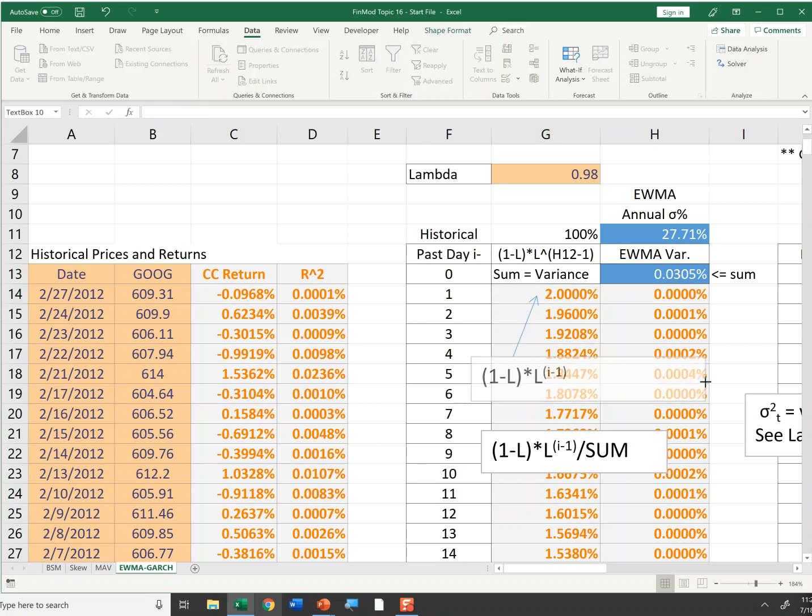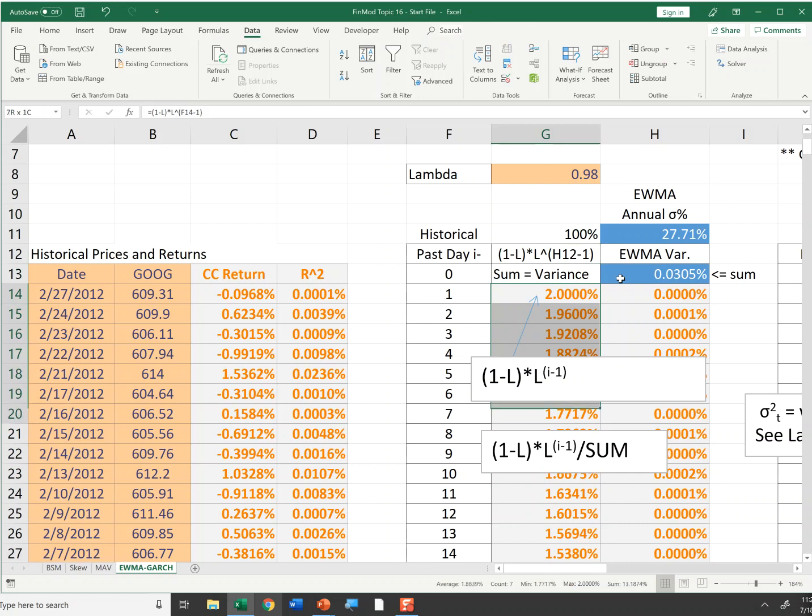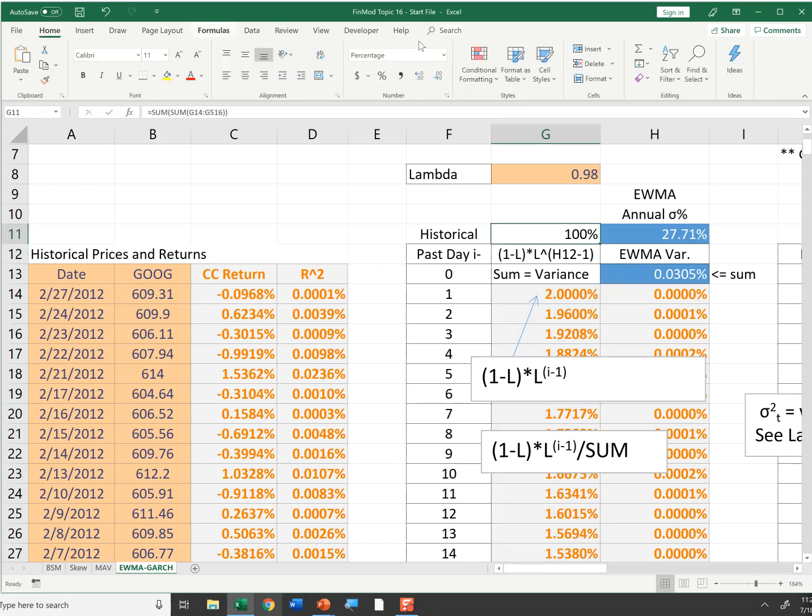Let me make this a little bit bigger. And then what you see is these weights go down over time. And if I were to graph these weights, what you'd see is they'd go down exponentially fast. So these are my weights. I'm going to use 1 minus lambda times lambda to the i minus 1, and so on. The sum of those weights adds up to a number that's really close to 1.